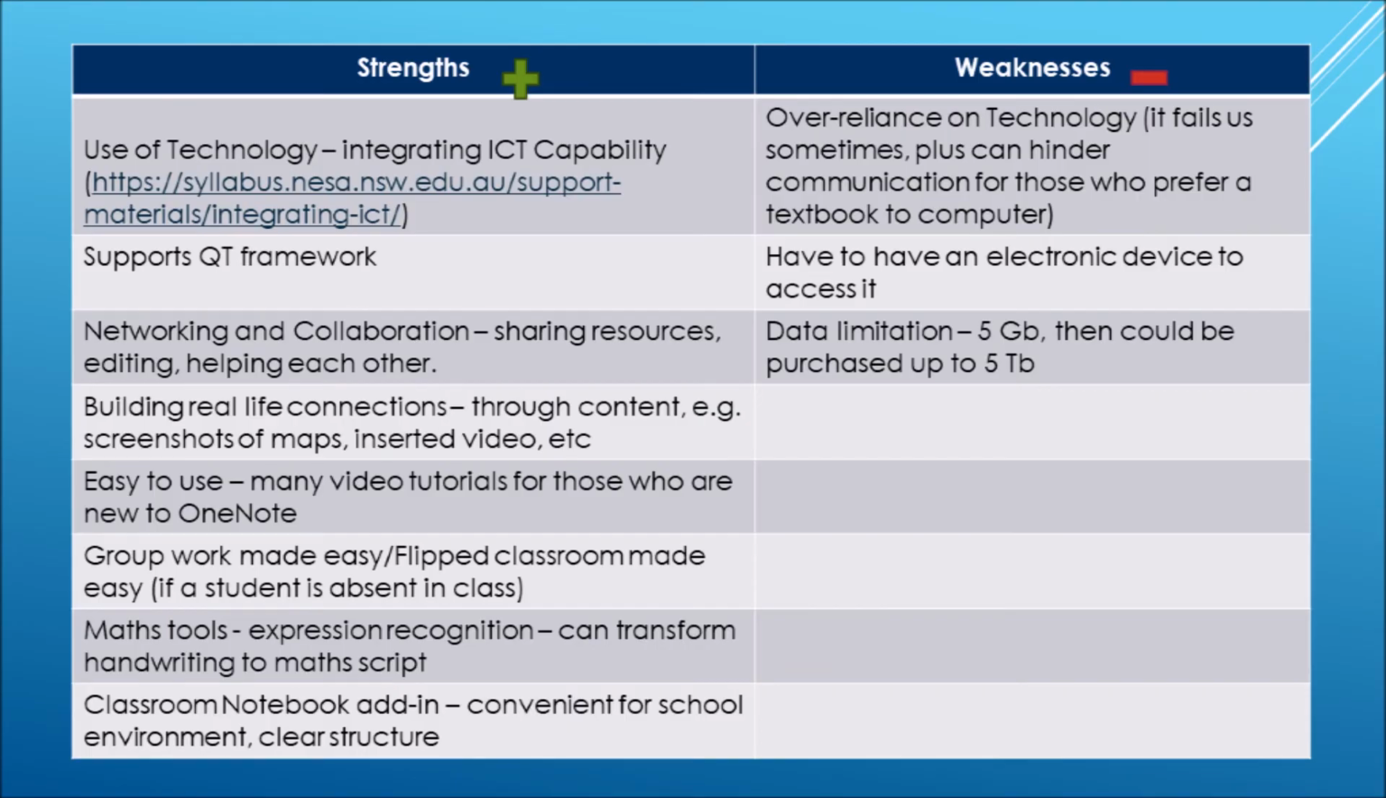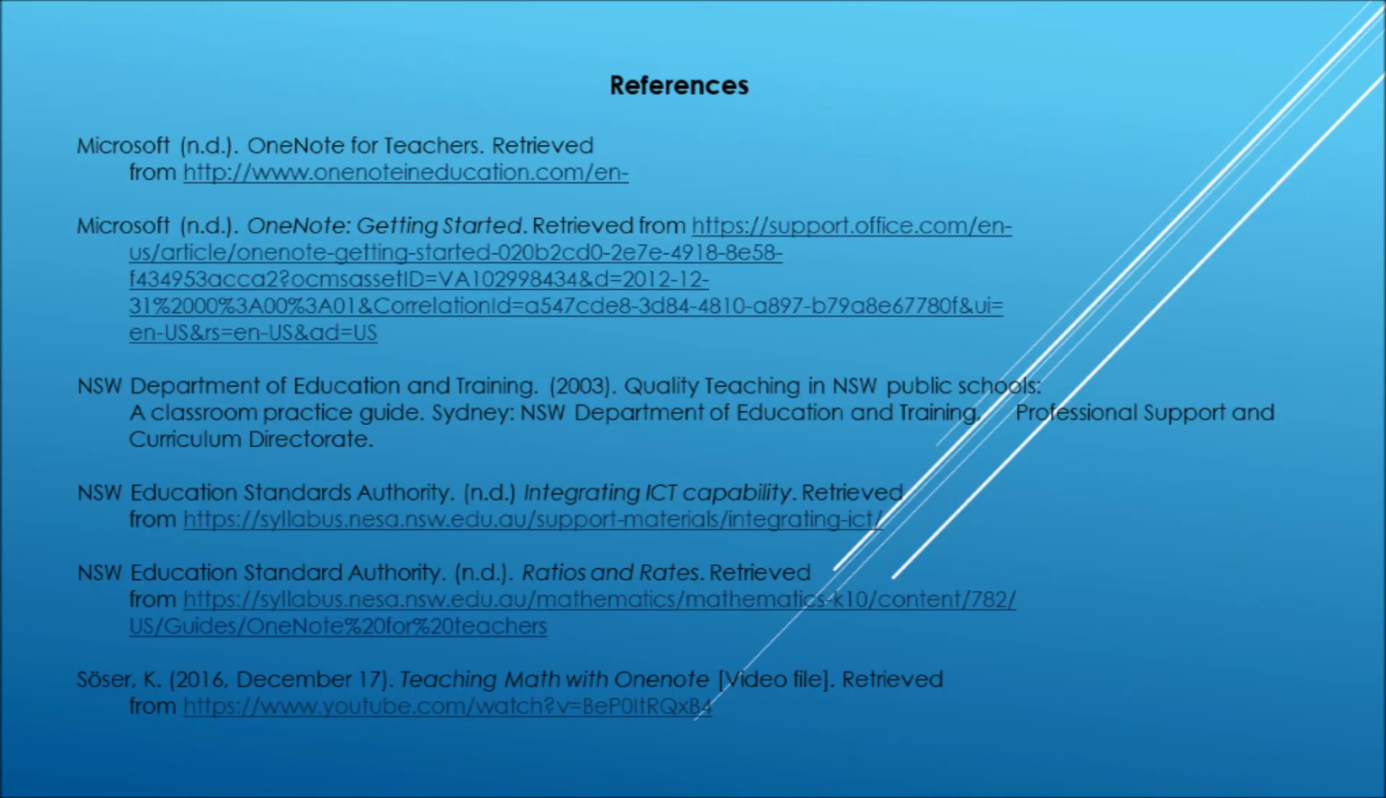The weaknesses of OneNote include that the school must supply computers to all students, and that the students may become too reliant on the technology, and that there is a data limitation. Overall, it is our judgment that the strengths outweigh the weaknesses, and we conclude that OneNote would be an excellent tool to use in the 21st century mathematics classroom, either as a method to distribute content and homework and stay connected with students, or as a complete replacement of pen and paper.